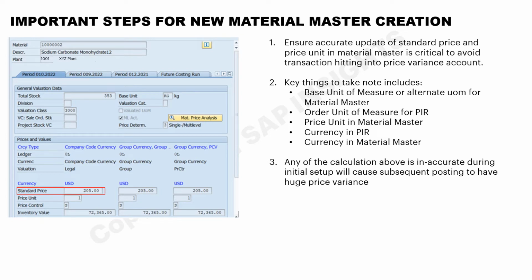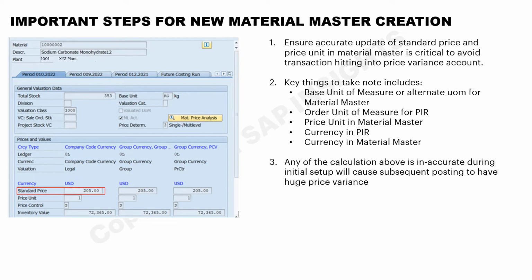Now, if you look at this screen, this is the accounting view screen for a material. How do you know the material is set up for standard price? You look at the price determination is set to 3, material ledger is activated, and then the price control is set to S.